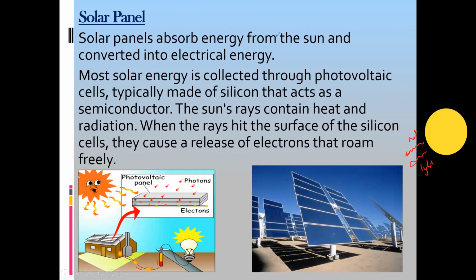When this light falls on the solar cell or a solar panel, what does it produce? It produces charges. It produces electrons. And these electrons can move in the circuit, or these electrons can move in the wire. So we can use these electrons to generate electricity.